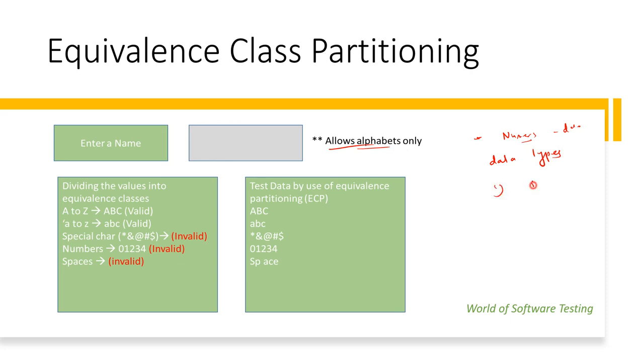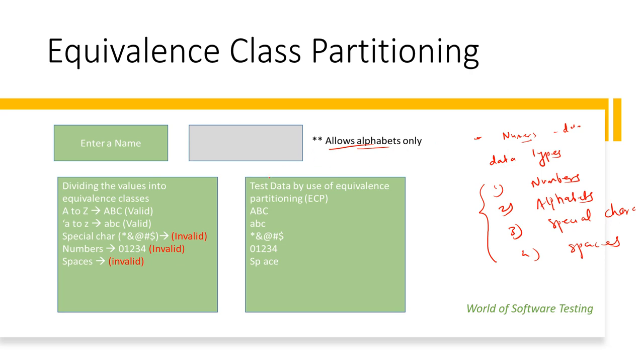First is numbers, alphabets, special characters, then the spaces. So these are the data types, and we need to deal with these data types with the help of equivalence class partitioning. Now this text box is allowing only alphabets.